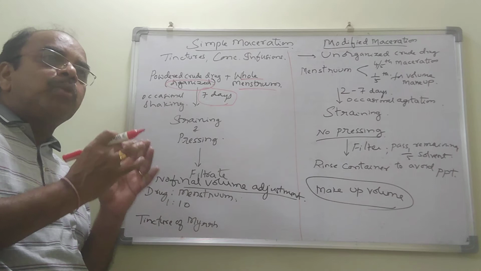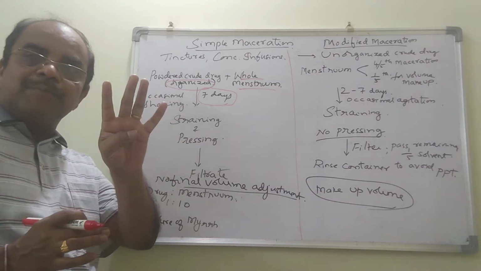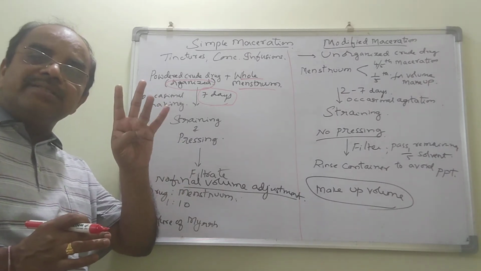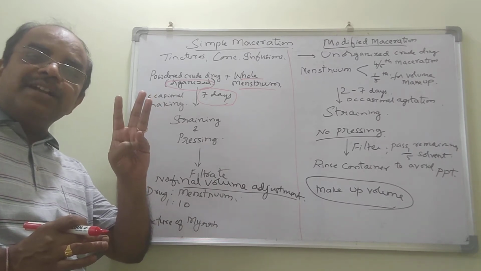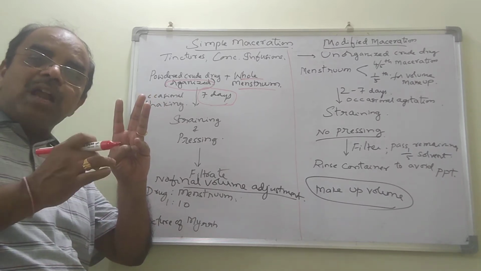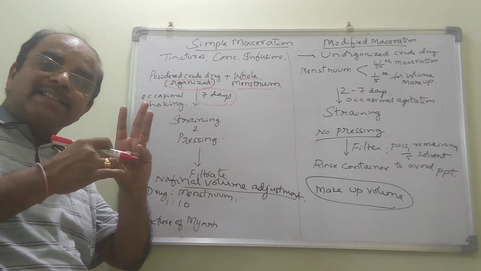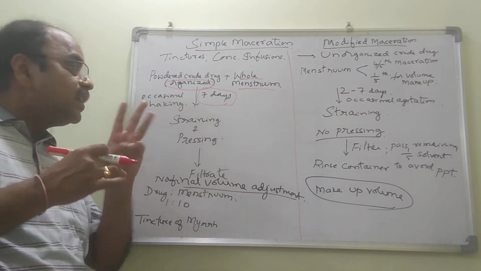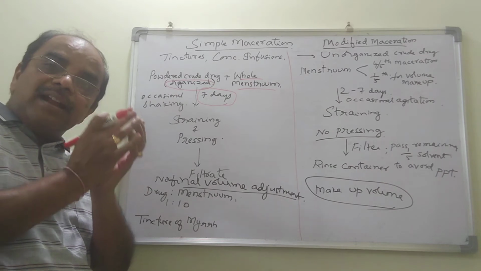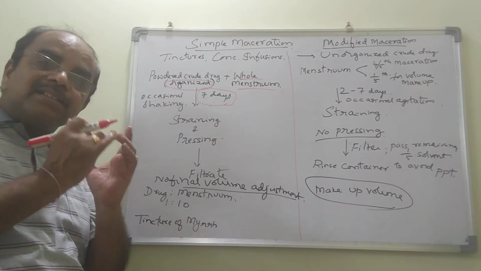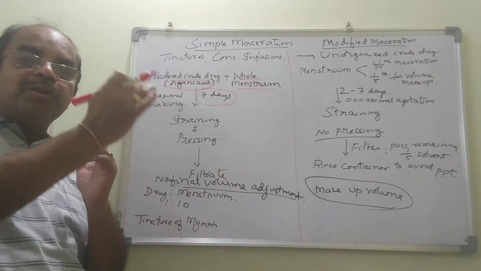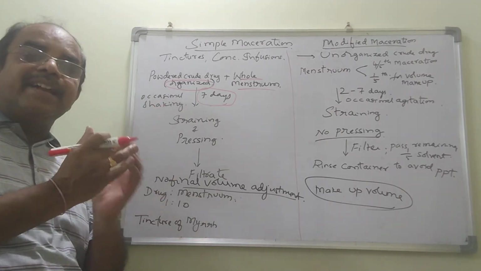Why? What is the process here? There are 4 steps majorly: endoosmosis, dissolution, exoosmosis, and finally separation. What is endoosmosis? Entry of solvent into the capillaries of the cell wall. Dissolution, the drug is dissolving in the solvent. Exoosmosis, the solution is coming out from the cell wall to the outside to maintain the equilibrium.